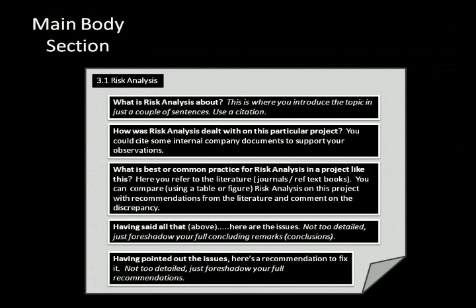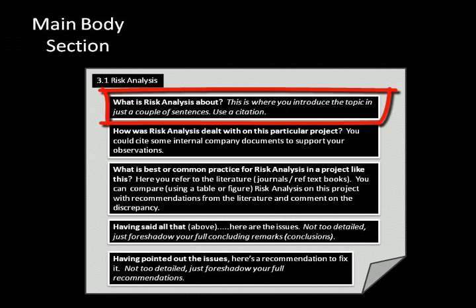So this is what a main body section might look like. 3.1, risk analysis. I'll start off my first little section with what is this topic all about? And I'll use a citation. Point the reader to some sort of source of authority about this. This source of authority, as well as everything else from the literature that you're going to cite, is really going to be the framework for the analysis.